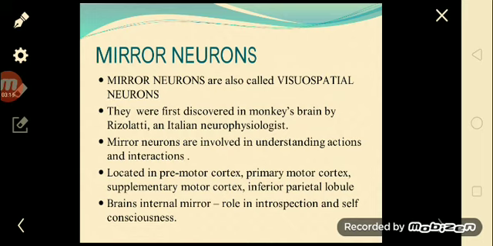Mirror neurons were first discovered in the monkey's brain by Rizzolatti, an Italian neurophysiologist. Mirror neurons are involved in understanding actions and interactions, and these are located in the motor cortex. Mirror neurons are also called the internal mirror of the brain, and their main role is in introspection and self-consciousness. What is introspection? Examining one's own consciousness is introspection.